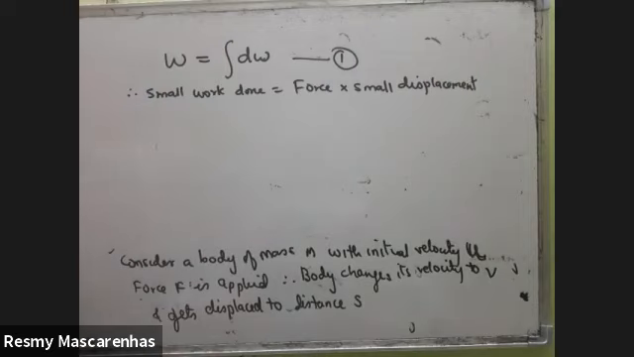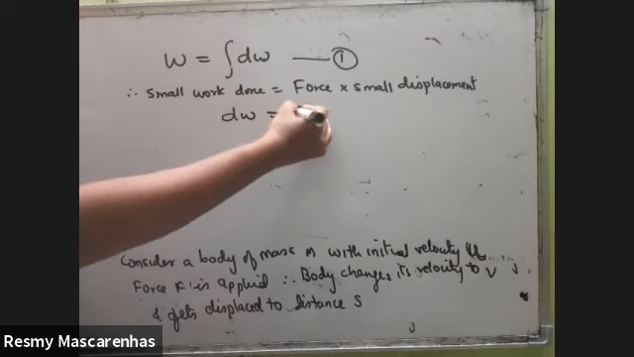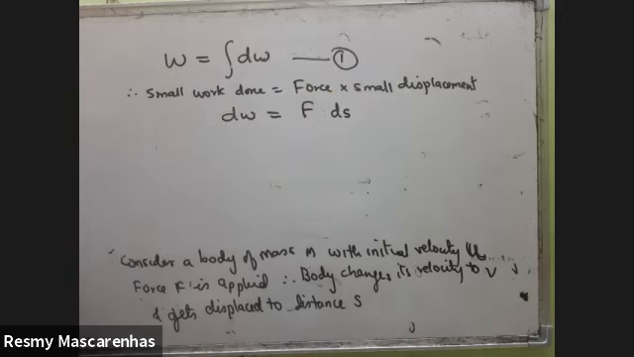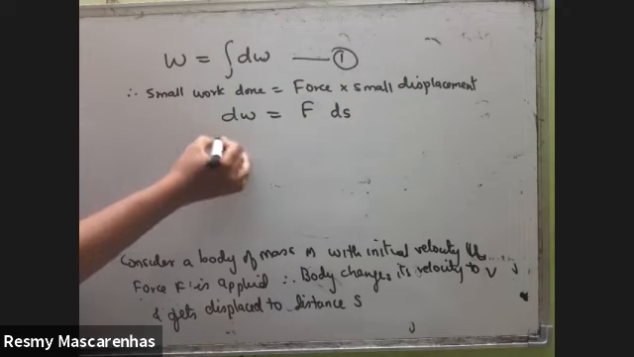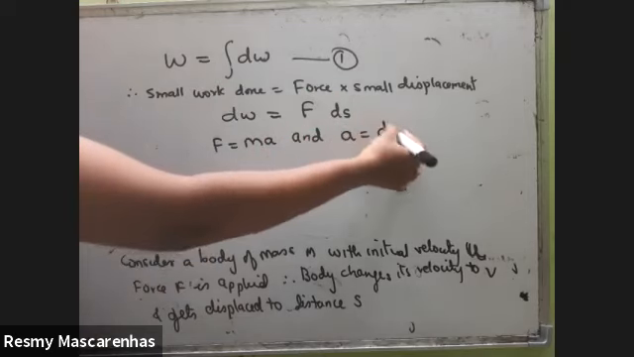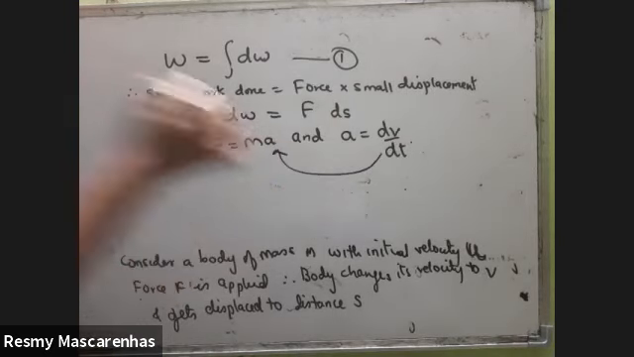In the previous problem the body was at rest, so that's why u was 0. Over here we cannot take u as 0 because we are not taking it at rest. We are assuming that it was already moving at some initial velocity u, but the equations will remain the same. So this was 1. Then dW is F into small displacement ds, so we can write F ds. Then we know that force is mass into acceleration, and acceleration is change in velocity upon time, so I put acceleration here.